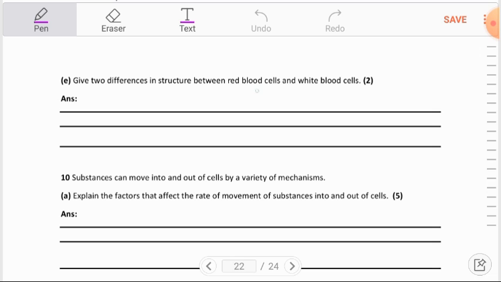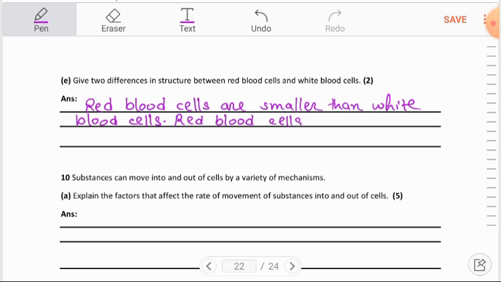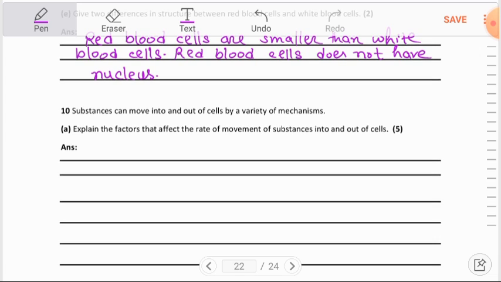Give two differences in structure between red blood cells and white blood cells. We know red blood cells are smaller and white blood cells are bigger. Red blood cells don't have a nucleus, and red blood cells are biconcave in shape. So let's write all these things down. Red blood cells are smaller than white blood cells, and red blood cells do not have a nucleus. So with this, our part E ends. Moving to question number 10a.